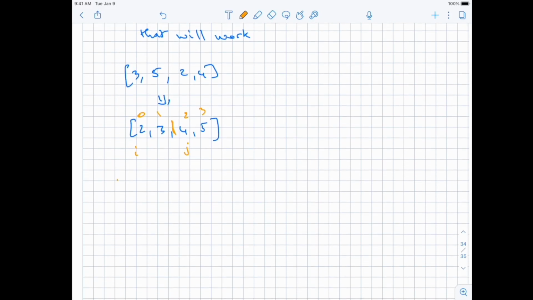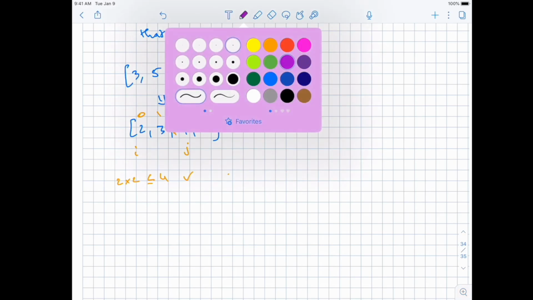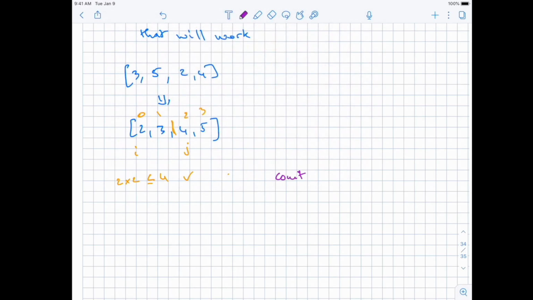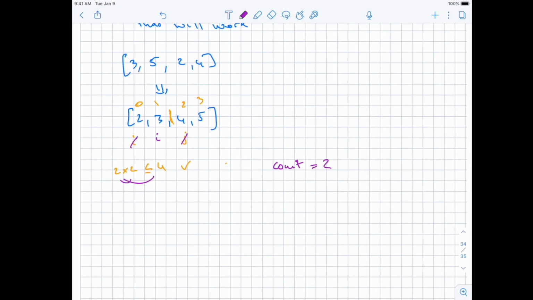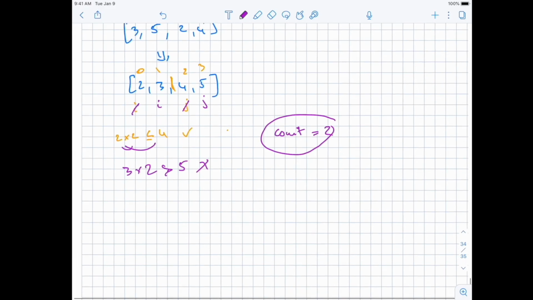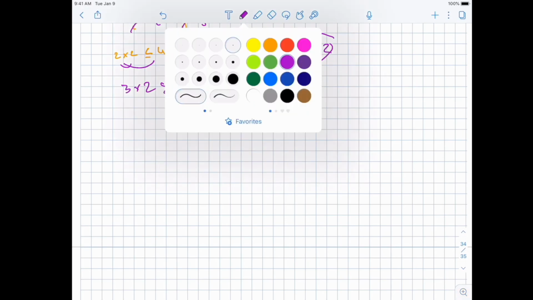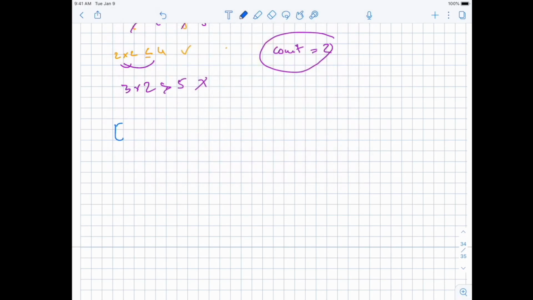We say 2 multiplied by 2 is smaller or equal to 4, so we are good. The count of pairs, we need to increment it, so our count is now 2 because we have a pair. And so we move i and we move j, and 3 multiplied by 2, that's unfortunately 6, is bigger than 5, so we return count, and this is the best we can do. Now let's run it on the second example, which is 2, 4, 5, 9.